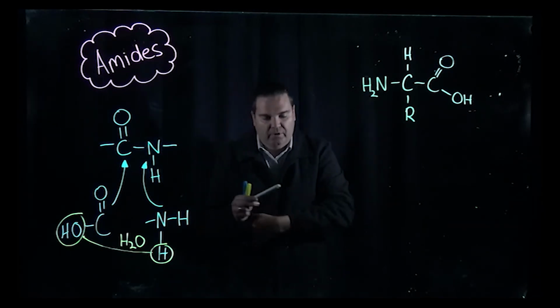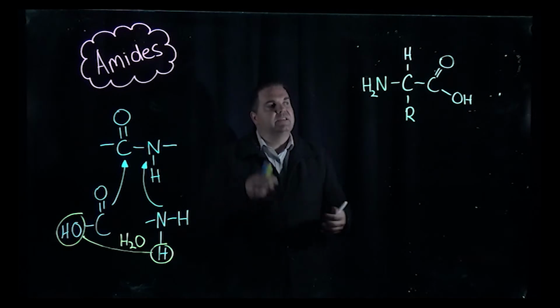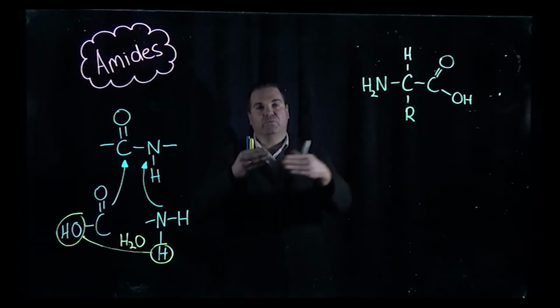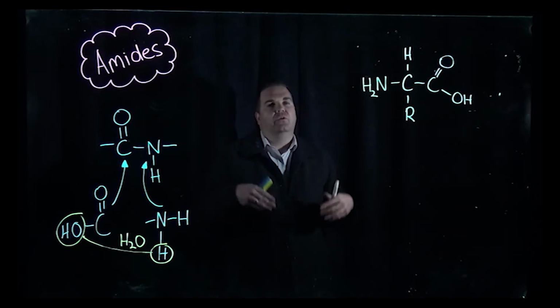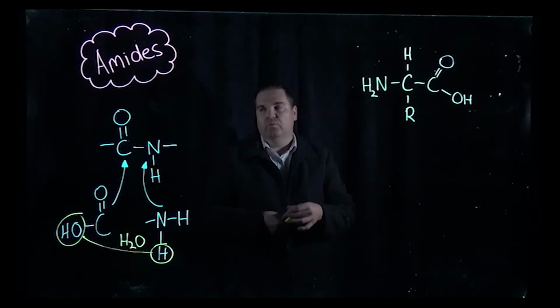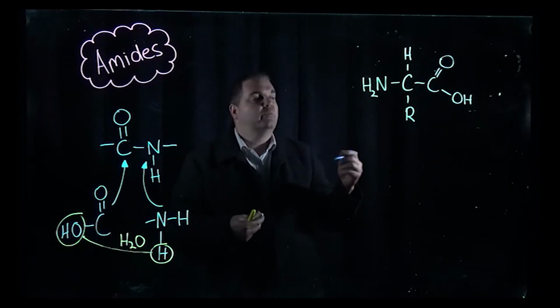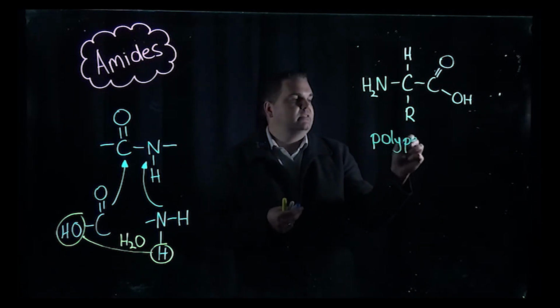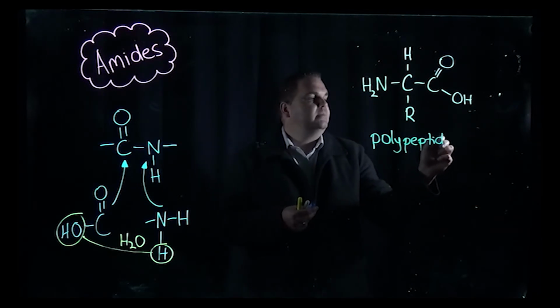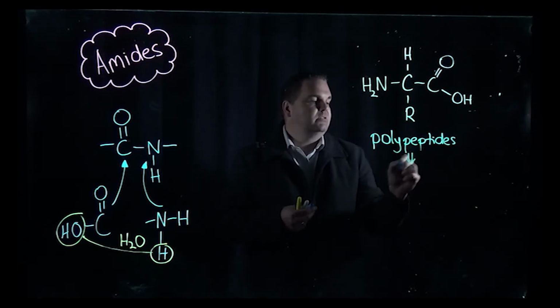So what can happen with your amino acids is these can actually react with each other to start forming long chains. They make polyamides, or when we're talking about in biology, when we start adding these together, we call them polypeptides. And polypeptides are also known as proteins.